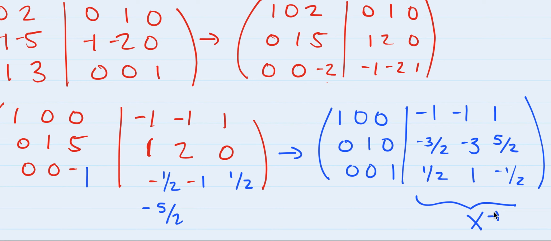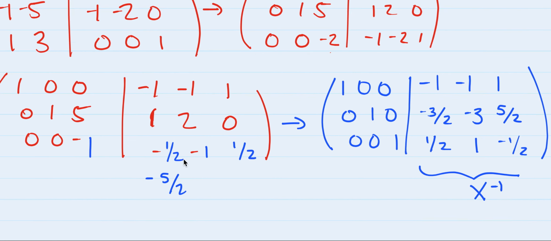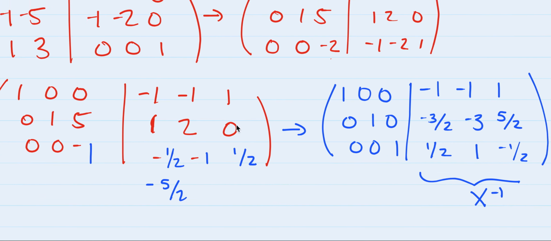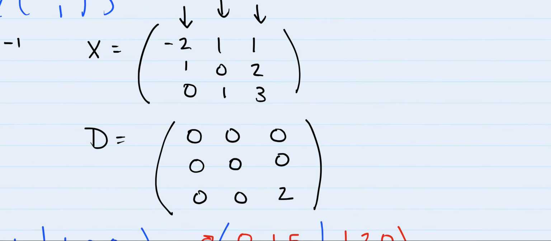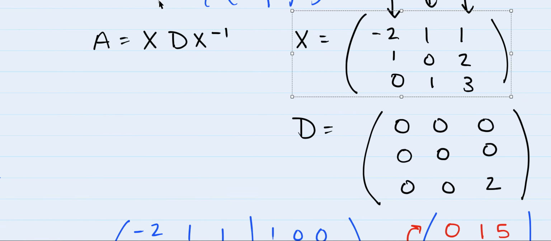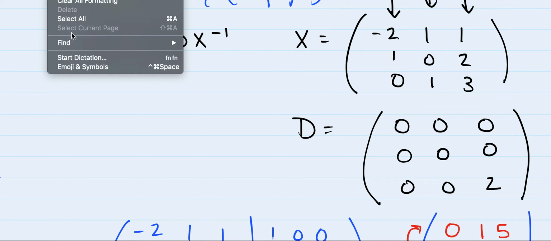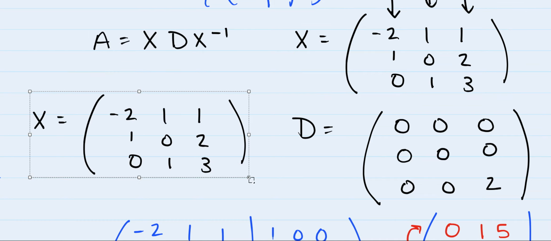I'm sorry about that if I did, but I'm pretty sure I didn't make any mistakes. Just double check it. If you see a mistake, let me know. And all we have to do is say that this matrix X, I'm going to copy it. Let's put it right here. This is X.